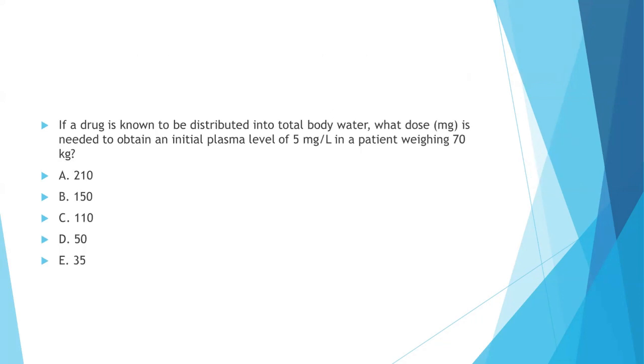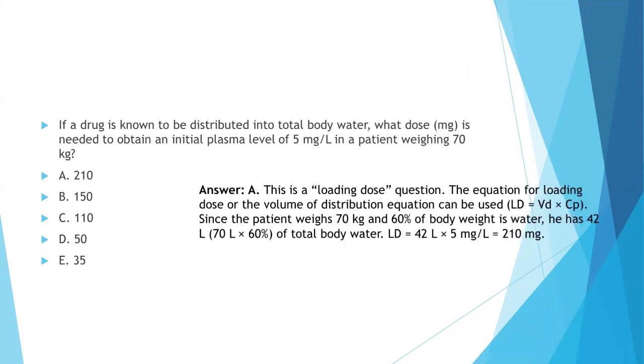If a drug is known to be distributed into total body water, what dose in mg is needed to obtain an initial plasma level of 5 mg per liter in a patient weighing 70 kg? So this is the loading dose question. The loading dose can be calculated as volume of distribution times Cp. Since the patient weighs 70 kg and 60% of body weight is water, 70 times 60% of total body water is 42 liters.